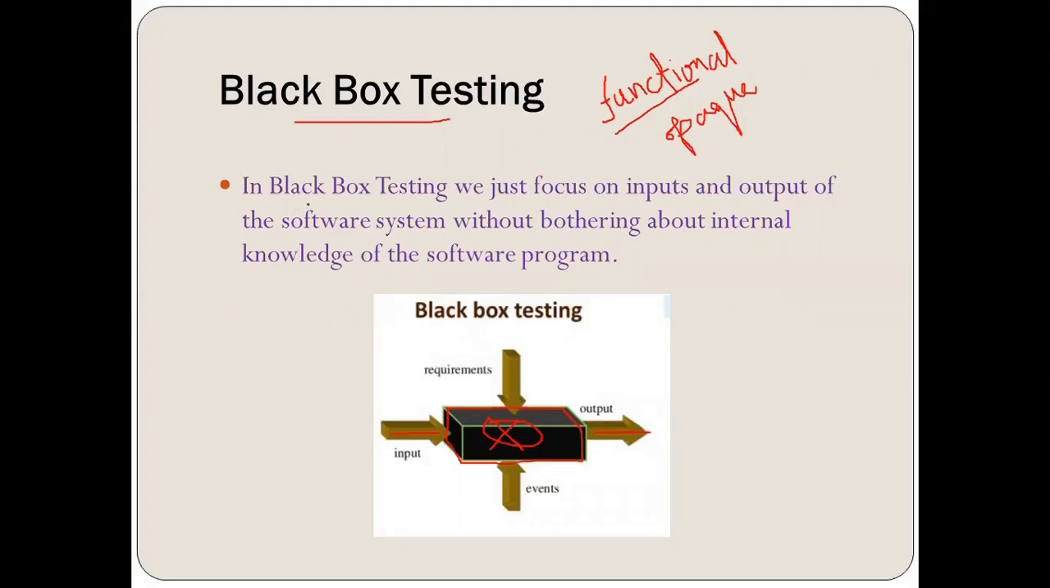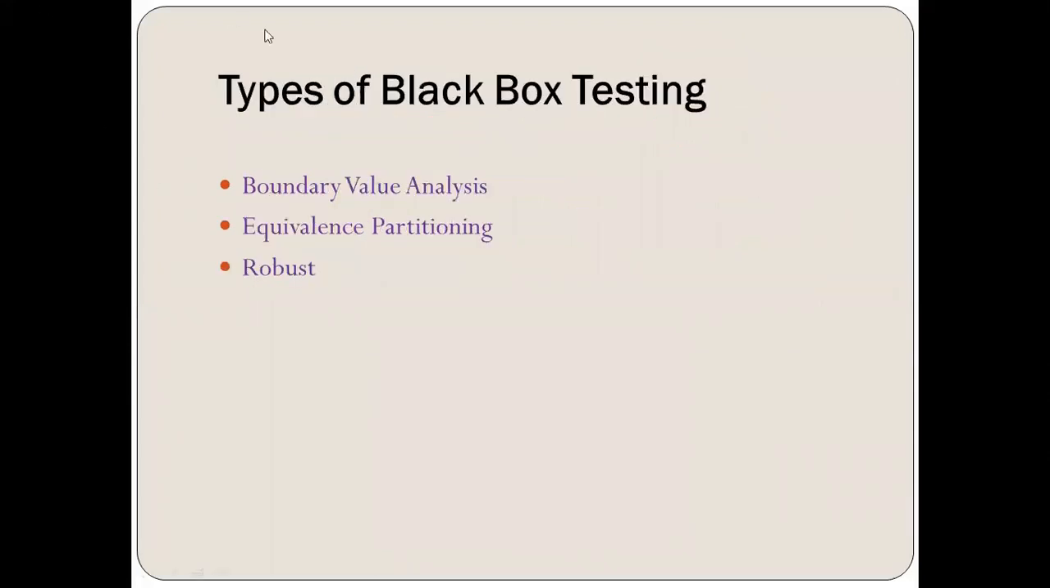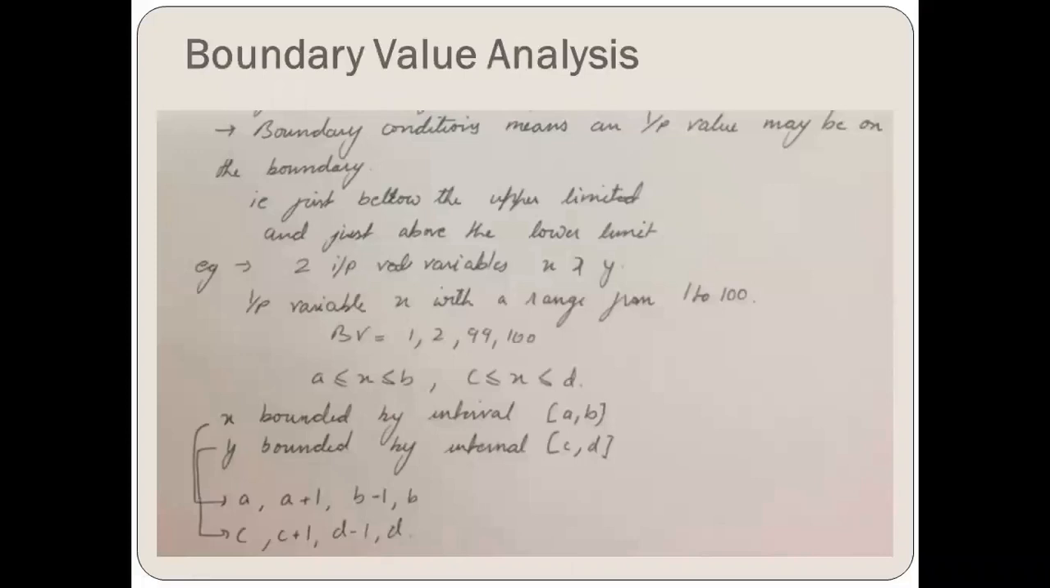So in black box testing, we just focus on the inputs and outputs of the software system without bothering about internal knowledge of the software program. I'm not at all concerned about the code. Now, there are different types of black box testing, like boundary value analysis, also called BVA. Then we have equivalence partitioning, also known as equivalence class partitioning or robust testing, right? So these are different black box testings. Let's understand one by one.